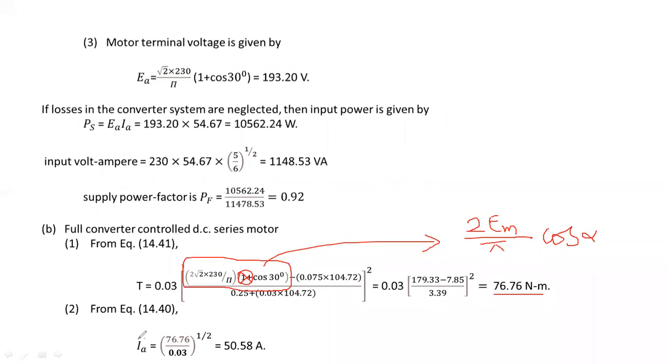Second, we need to calculate the armature current. Previously, we know the equation to calculate the armature current, which is torque by constant equal to Ia square. So if we want to calculate the armature current, square root of torque by constant will give the armature current. We know torque is 56.76 and the constant is 0.03. Under root, we will get the armature current as 50.58 amperes. So this is the second bit.